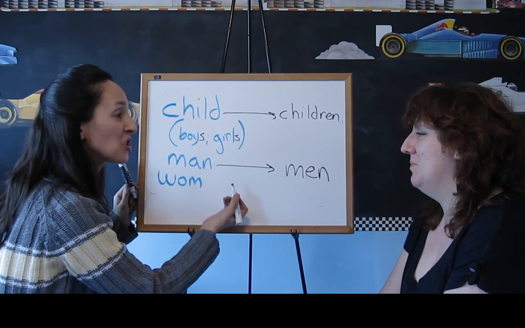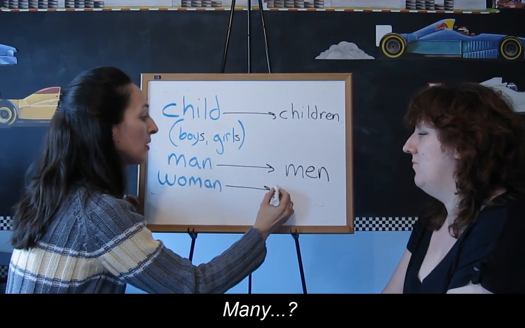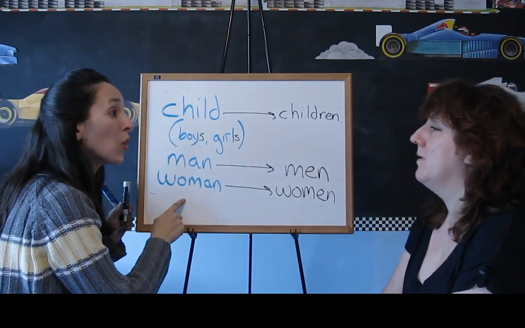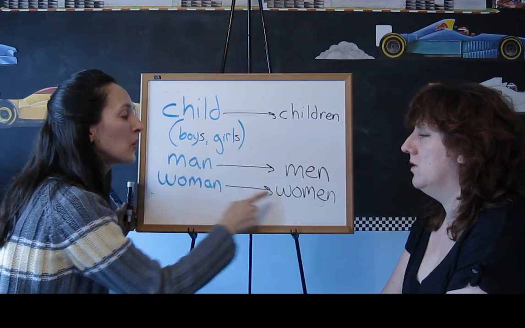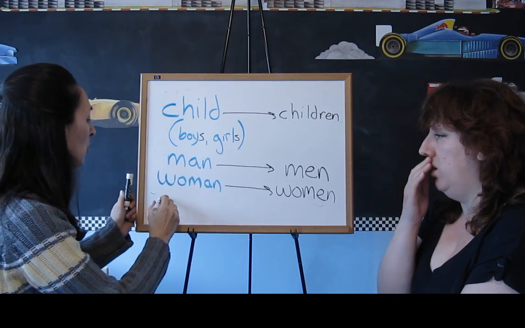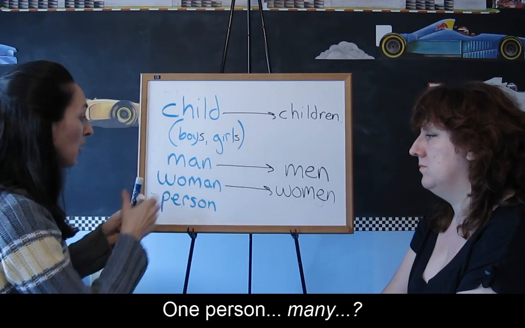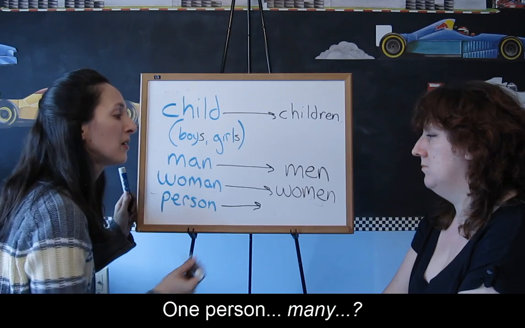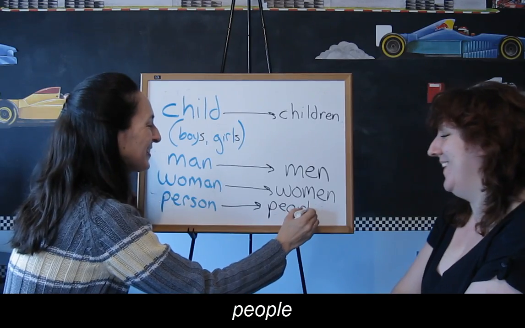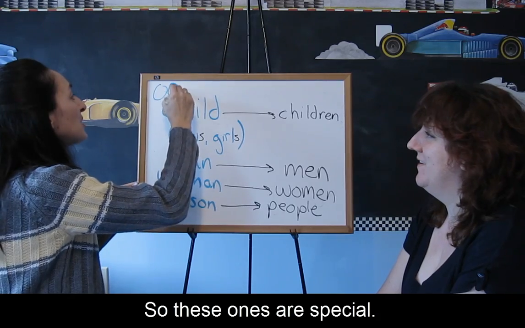Hillary Clinton, Angelina Jolie, one woman, many women. Listen, woman, women. Do you hear the difference? Women. Okay. Very good. How about one person? A person is a man or a woman. One person, many persons. People. Yes. You know that word. People.